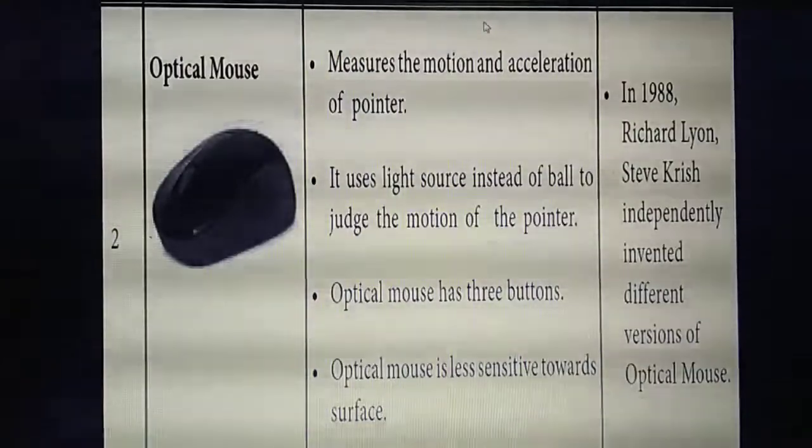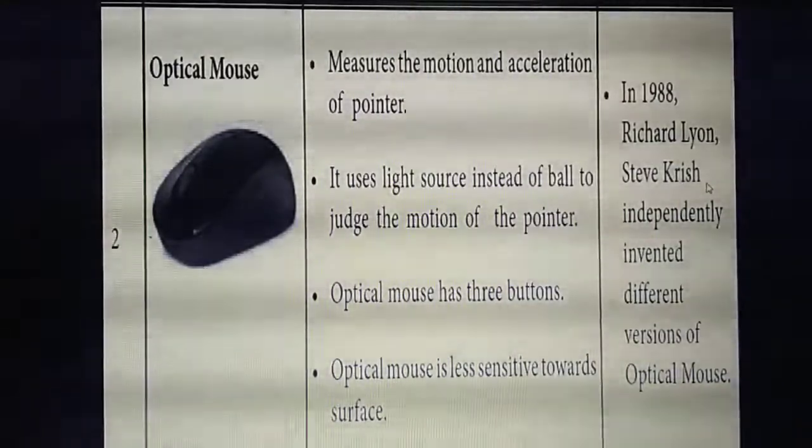So that's the first point. It will measure the motion and acceleration of your pointer. This is the pointer. Understand? What's the first point? The optical mouse measures the place where you are placing the pointer. Understand?